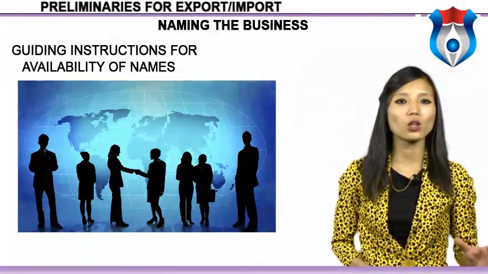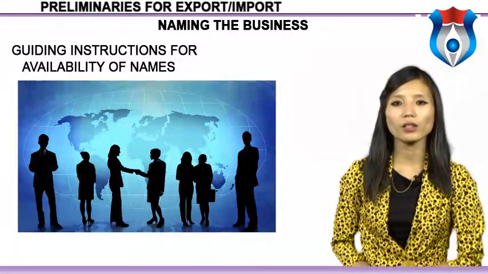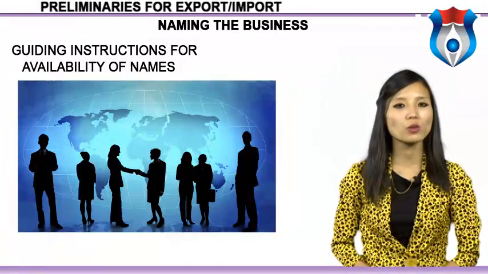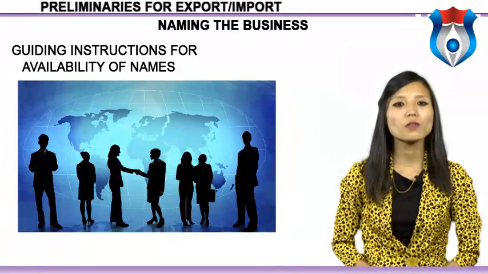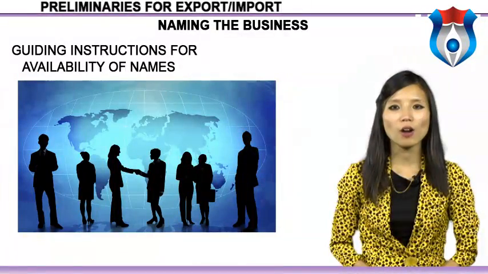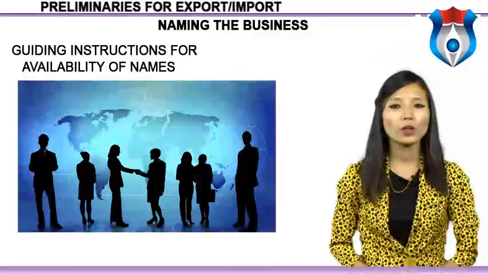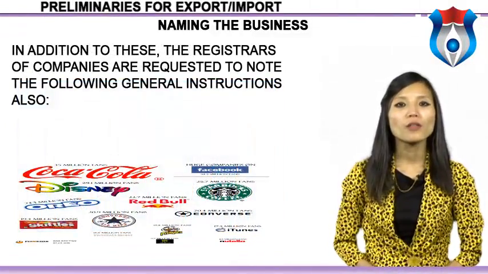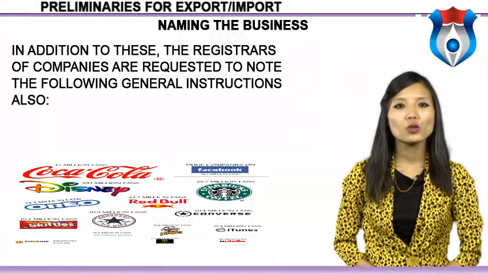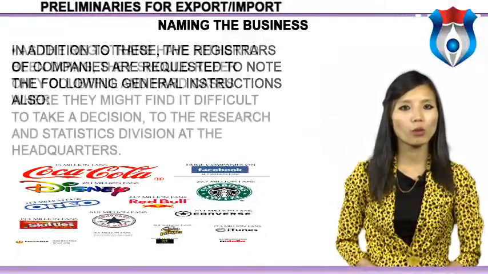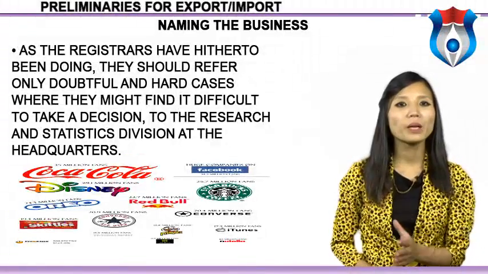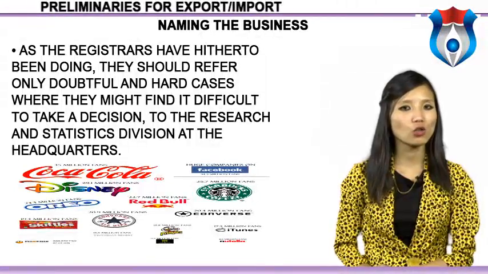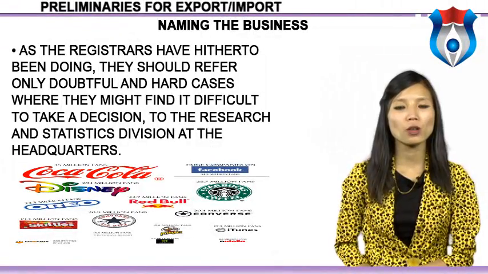This letter, together with the enclosed set of instructions as revised, consolidates and is in supersession of all the previous instructions issued from time to time by this department. An illustrative list of names considered to be undesirable within the meaning of Section 20 of the Companies Act has also been given herewith. In addition to these, the registrars of companies are requested to note the following general instructions also. As the registrars have hitherto been doing, they should refer only doubtful and hard cases where they might find it difficult to take a decision to the Research and Statistic Division at the headquarters.